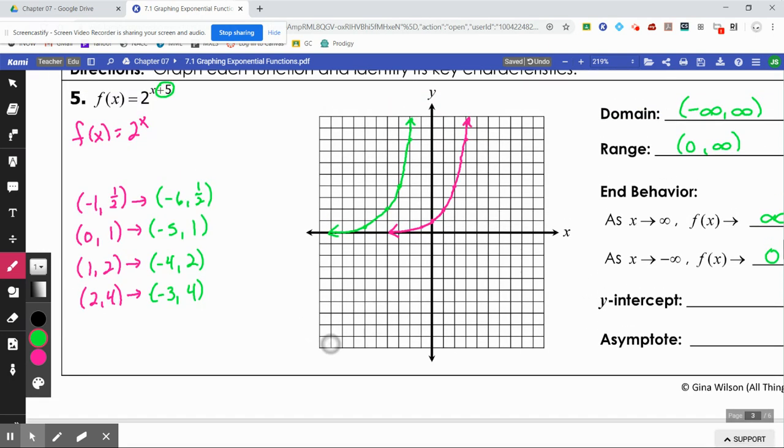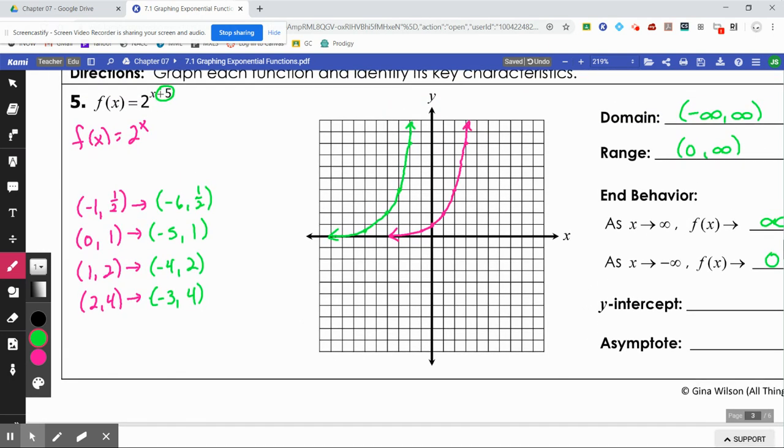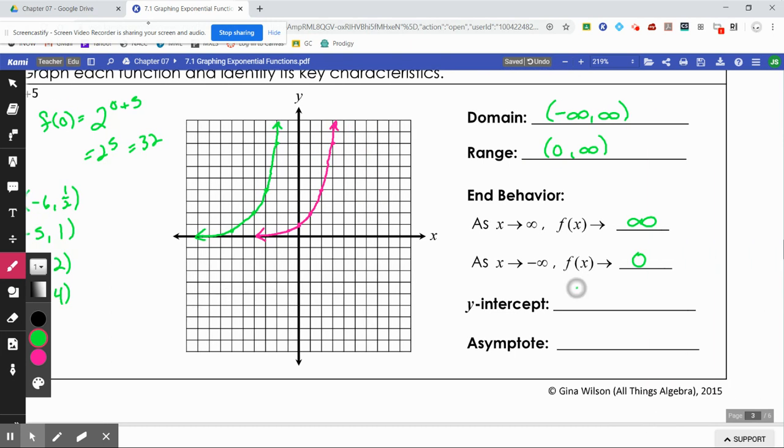However, if you remember correctly, to find your y-intercept, what you've got to do is plug in 0 for x. So my y-intercept will be 2 to the 0 plus 5 power, which again, just find f of 0. That's going to be 2 to the 5th power, which is 32. So your graph is going to cross at (0, 32). Your asymptote line is still in this graph the x-axis.